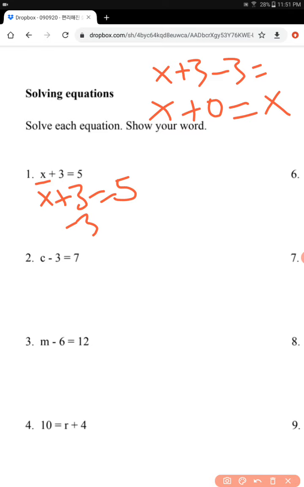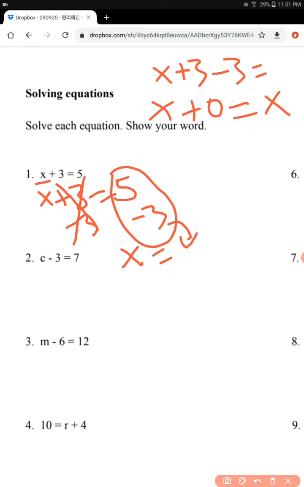Good. But remember, equations have to be equal. Well, obviously. So if we're going to do something to one side, we have to do it to the other, because they're supposed to be balanced. So to balance things out, to make it equal, if we're going to do minus 3 on the left side, then we have to do minus 3 to the other side. And then we get x. These cancel out. X equals 5 minus 3, which equals 2. And that is the answer.